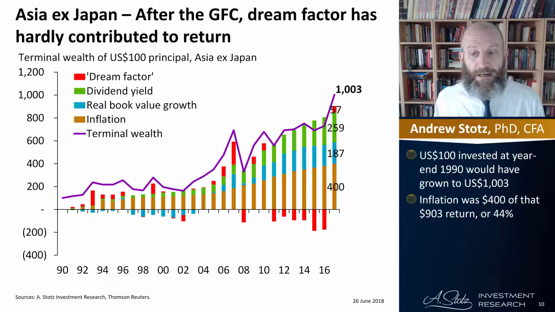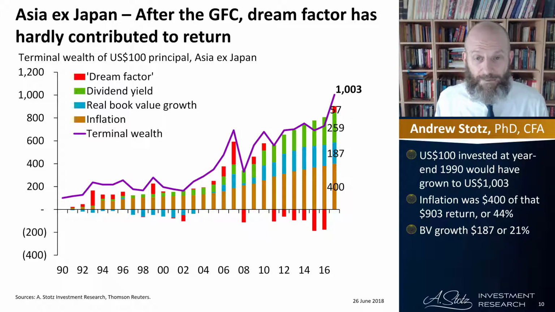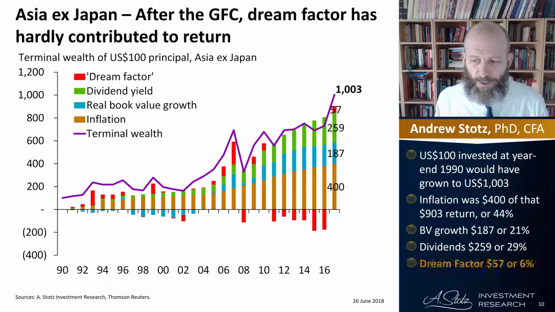Inflation was 400 of that, of the 900 return, or 44%. So the majority of it really, no other component was as large as inflation. Book value growth was 187 or 21%. Dividends was 29% of that total return, and the dream factor, not 11% as we saw globally, but 6% in Asia. So I would argue that the valuations have not been re-rated in Asia to such an extent that they're overly expensive.